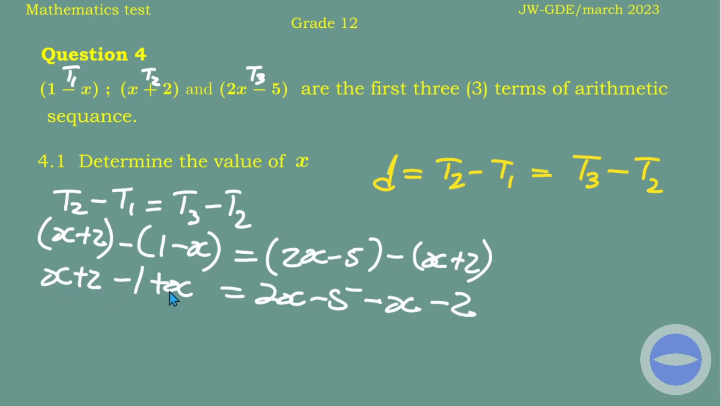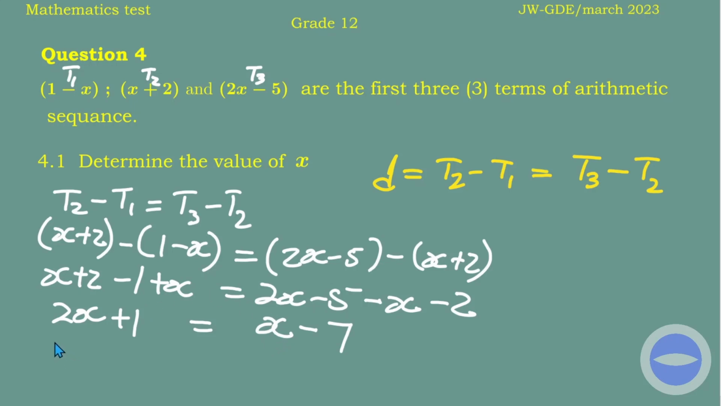Like terms: we have x and x, x plus x makes 2x, and then we have positive 2 and negative 1, so 2 minus 1 makes positive 1, equals. For like terms on the right we have 2x and negative x, which make positive x, then negative 5 and negative 2 make negative 7. Therefore, I will move 1 to the other side, then move this x to the left side.